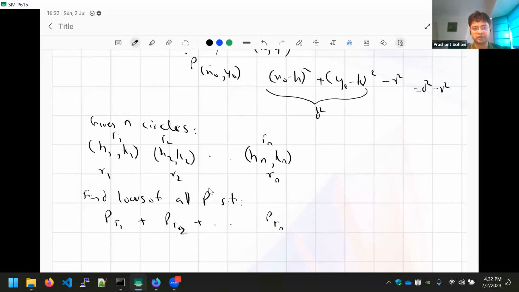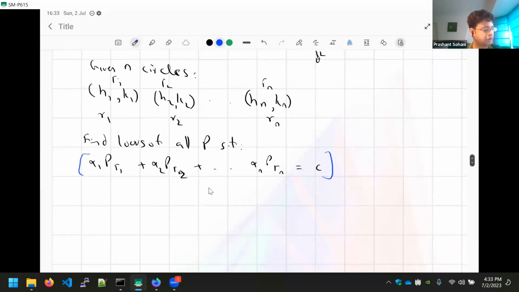These n power expressions will get multiplied with some constants. If I call the constants alpha 1, alpha 2 to alpha n, then alpha 1 times the first power plus alpha 2 times the second power, all the way up to the last one, this whole sum is some constant c. I think this is the most general problem of this kind that you can imagine. If we have to give it some name, it is basically the most general linear combination of powers.